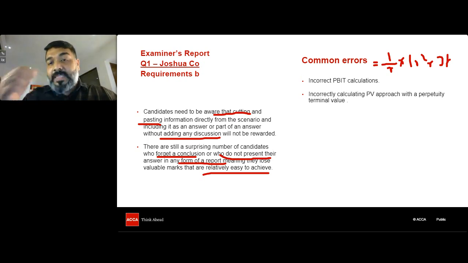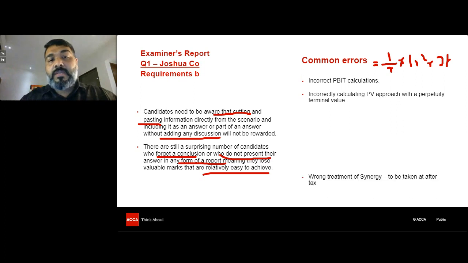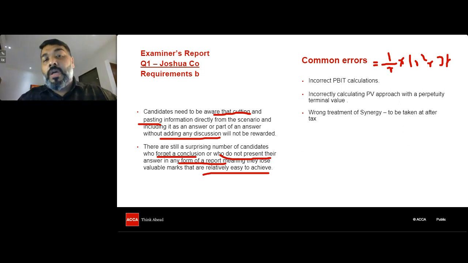Now, synergy. Wherever synergy came up in this requirement, some students even adjusted tax to it. Synergy was already given after tax, it's a post-tax figure. So we've noticed that in several places there has been a wrong treatment of synergy. It was supposed to be taken as after tax, but there were several cases where tax was reduced from it.